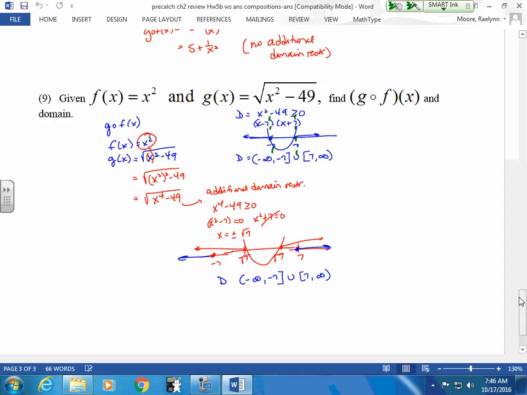Whether you put this in your calculator, x squared minus 49, or you say, it's a parabola that opens up, I can tell my y's are positive here, my y's are positive here, my y's are negative here. I want the positives. I want the greater than or equal to 0. And I can use 0 because there's no denominator. So there's my domain for this one. This one has no domain restriction. So this is going to be my domain for everything.